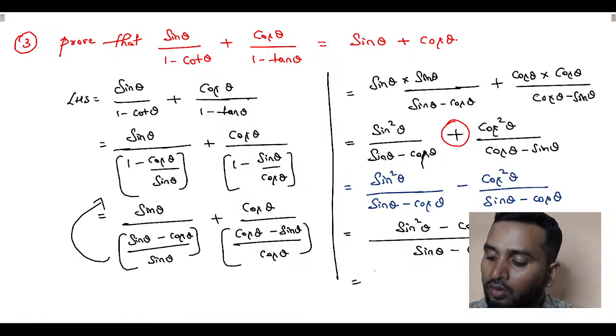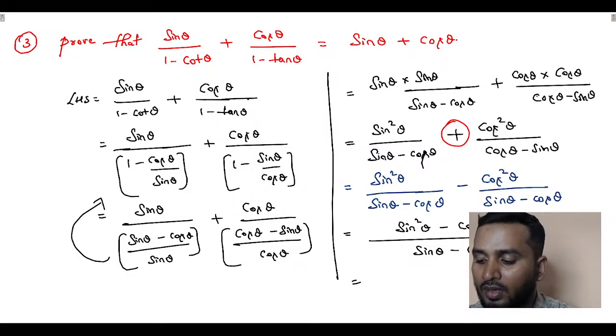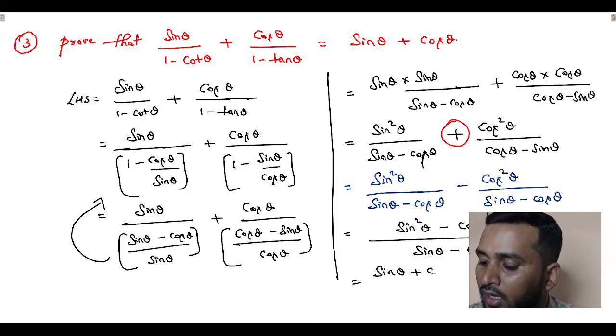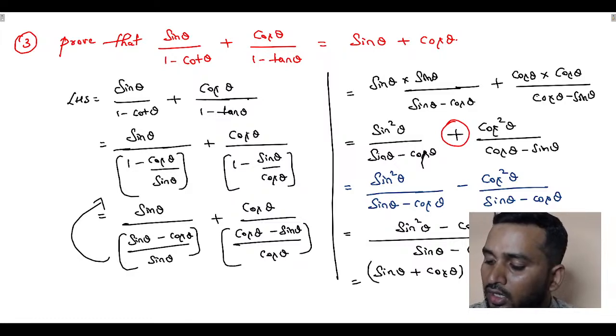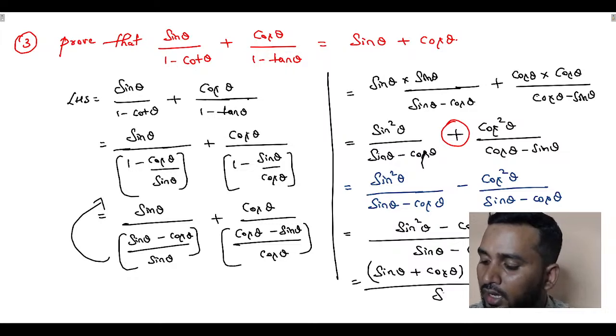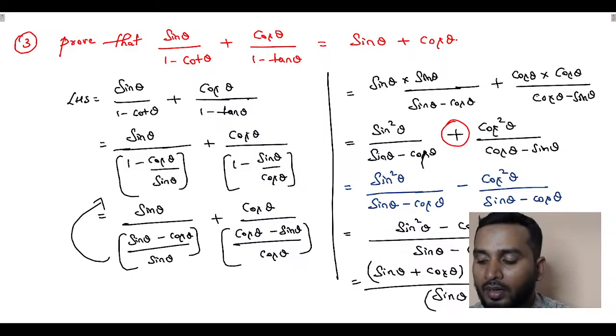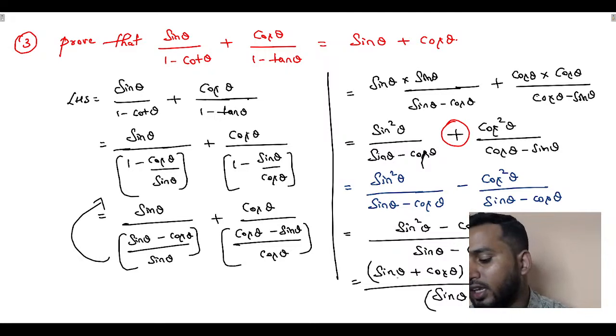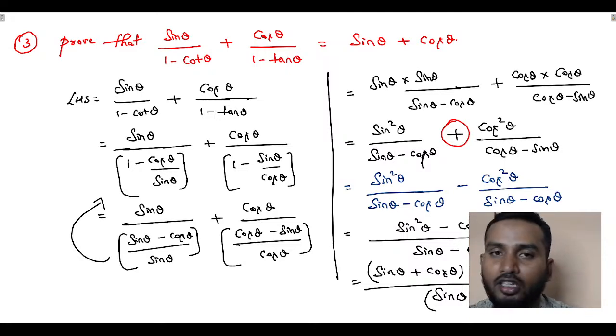Any doubts? Now, sin square theta minus cos square theta, it is in the form of a square minus b square. Here a means sin theta, b means cos theta. Understood? So, a square means sin square theta, minus b square means cos square theta. What is a square minus b square? A square minus b square can be written as a plus b, that is sin theta plus cos theta, into a minus b, that is sin theta minus cos theta, divided by sin theta minus cos theta. Understood? A square minus b square is a plus b into a minus b, that is sin theta plus cos theta into sin theta minus cos theta by sin theta minus cos theta.